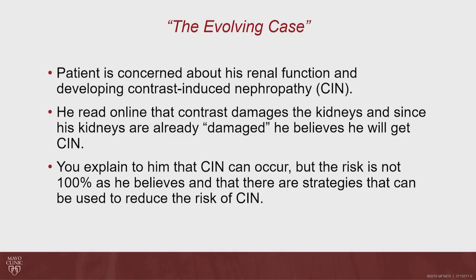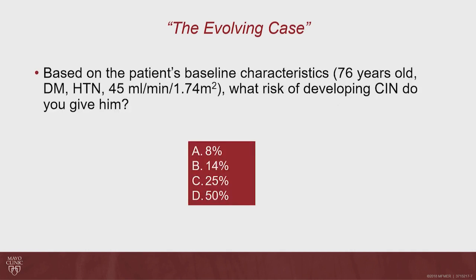And so he's very concerned, rightfully so, about his renal dysfunction and the possibility that contrast dye can cause acute issues, possibly chronic, but mainly acute issues, because he's been reading online. It can occur. You explain to him it's not 100%, and there are some strategies that you can use to help reduce this. And so, first of all, the patient wants to know what his risks are of acute kidney injury. And so he's 76, he's diabetic, he's hypertensive, his GFR is around 45.